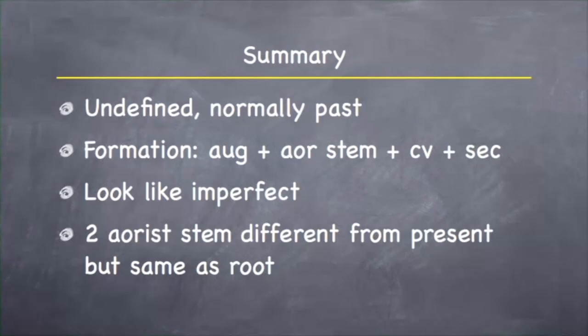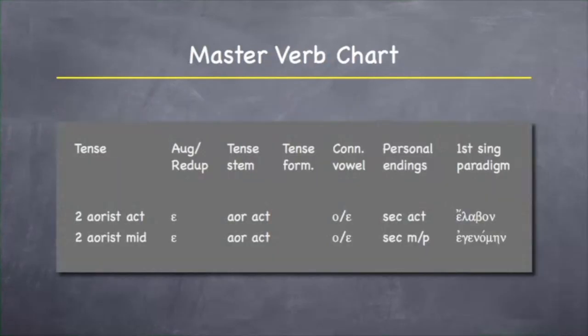And we learned that the second aorist looks just like the imperfect, and that's why it's so important to do your memory work exactly so you can tell the difference between the present tense stem, which is a modified version of the root, and the aorist tense stem, which is usually the unmodified version of the root. And we've added two more lines to our master verb chart. How do you form the second aorist active? Well, you have an augment, the aorist active tense stem, connecting vowel, secondary active personal endings, and you end up with elabon. How do you form the second aorist middle? Augment plus aorist active tense stem, connecting vowel, and secondary middle passive personal endings, and you end up with egenomēn.